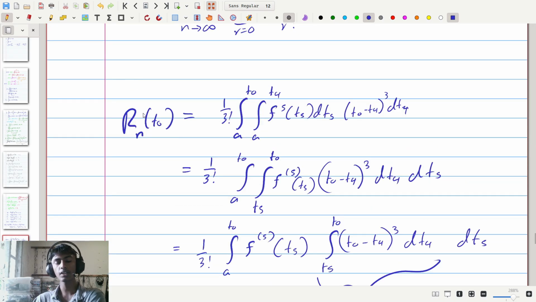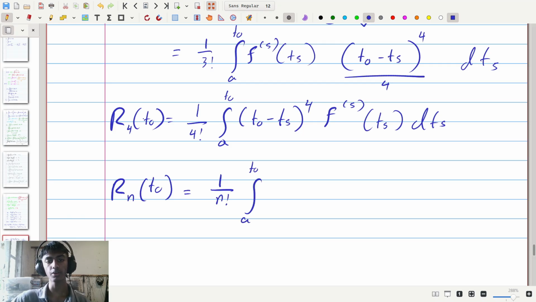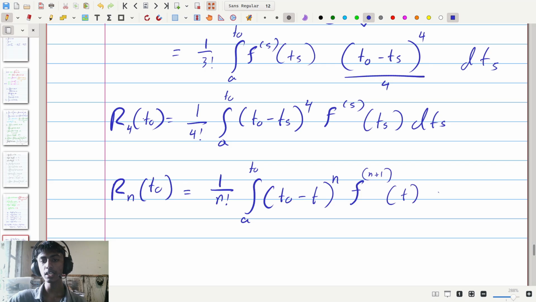Now then we can see, if we write this in a common way for n, in this case 4 is going to give us 1 divided by 4 factorial. This power is 4th. The symbol that we're going to use is the 5th. We have 5th derivative here. Writing this in a common form, we can see that r sub n of t0 must be 1 divided by n factorial times the integral from a to t0 of t0 minus, and in general here, since it doesn't matter what the symbol we're integrating with here is, I'm going to write just some random t to the nth power times the n plus 1th derivative evaluated at t dt.